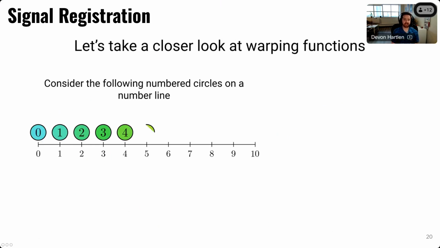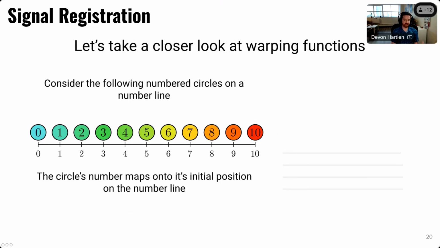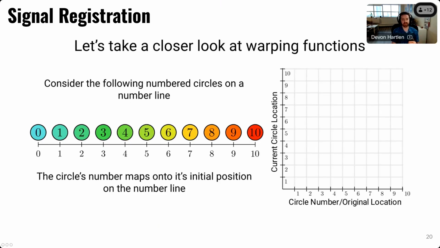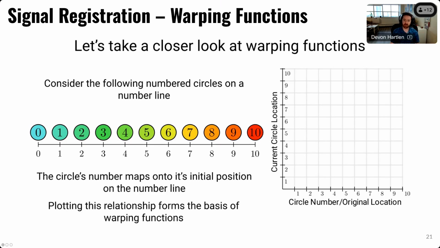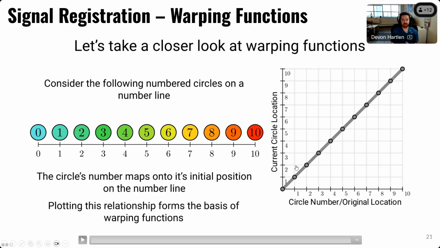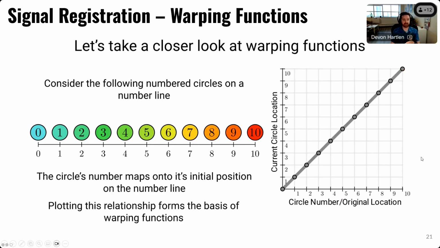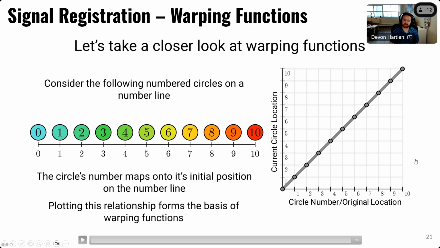Let's consider this case where I have a number line between 0 and 10, and on that number line I have 11 circles numbered 0 to 10. The circle's number maps onto the initial position on the number line, and when I plot this, I get the gray curve on the right-hand side. This gray curve is, in fact, a warping function. It plots current location versus original location.